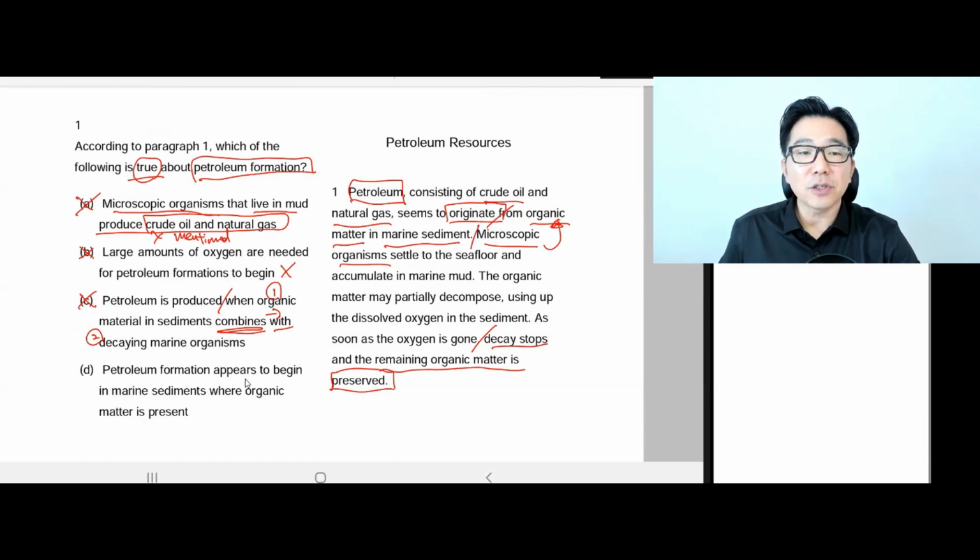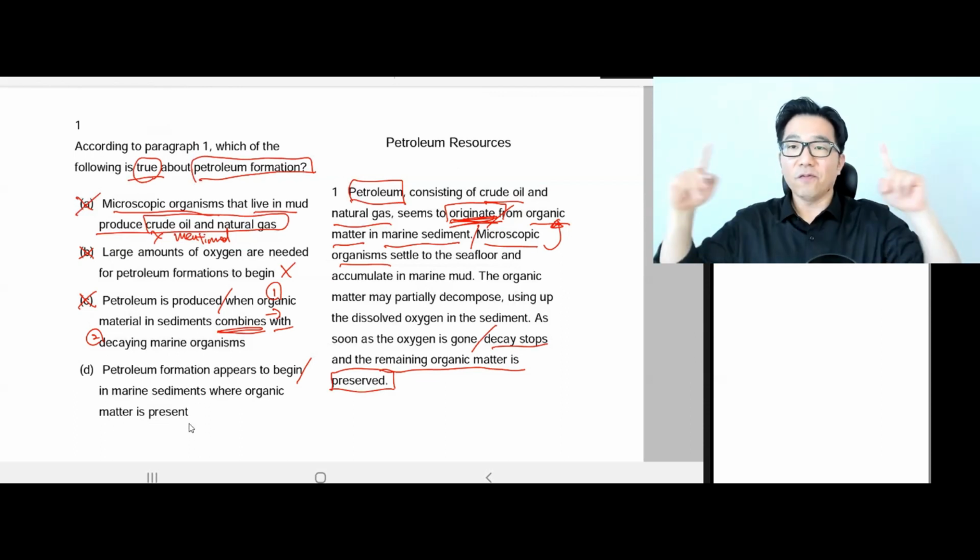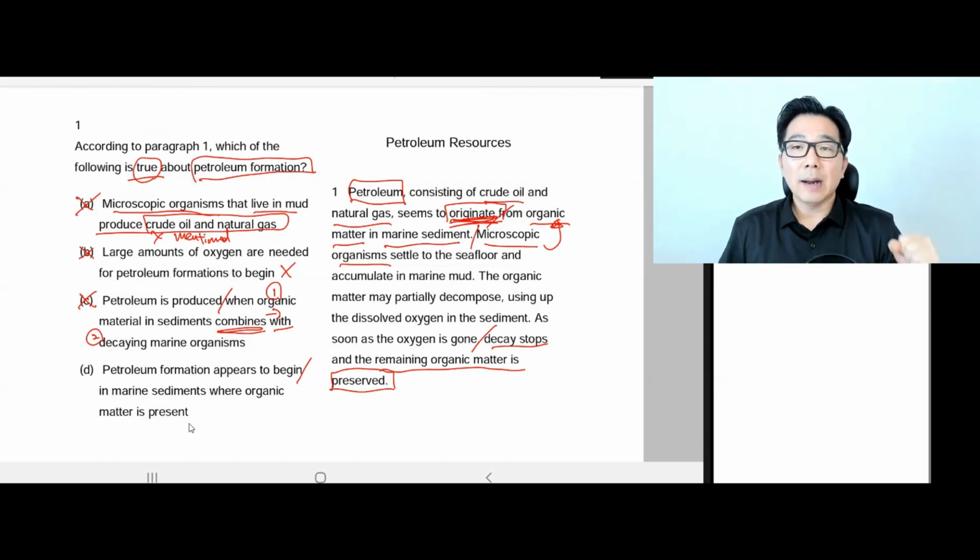Petroleum formation appears to begin. So it all starts, originates, when? In marine sediment where organic matter is present. So the very first point, the formation of petroleum starts with organic matter in marine sediment. It's right here, just the first sentence. So petroleum consisting of crude oil and natural gas.